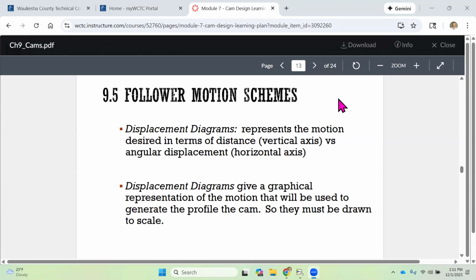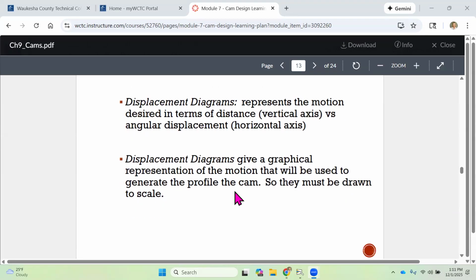The y-axis, or vertical axis, is going to be the distances that the follower needs to move. And then the horizontal or x-axis is going to be the angular displacement. So that's going to be our one revolution, 360 degrees. Now, displacement diagrams give that graphical representation. They must be drawn to scale, and that's the part that you're going to draw in AutoCAD.